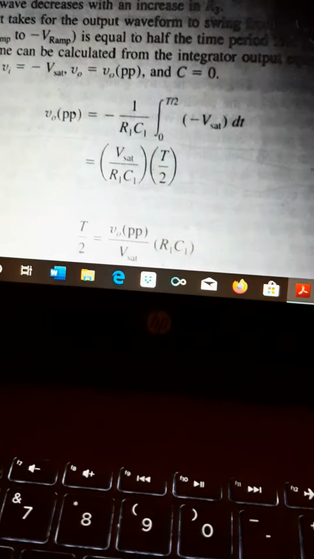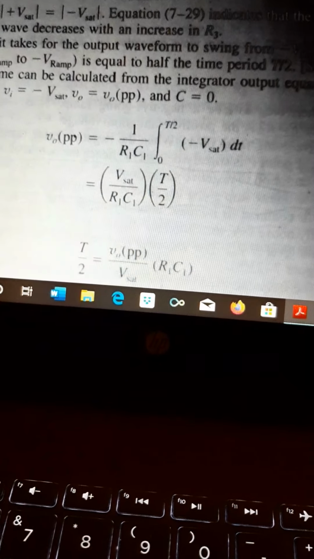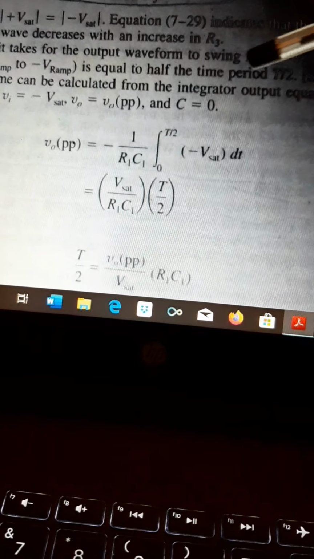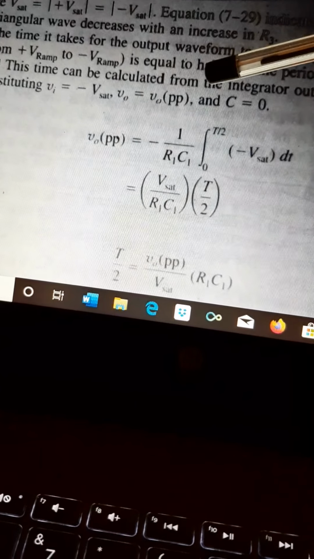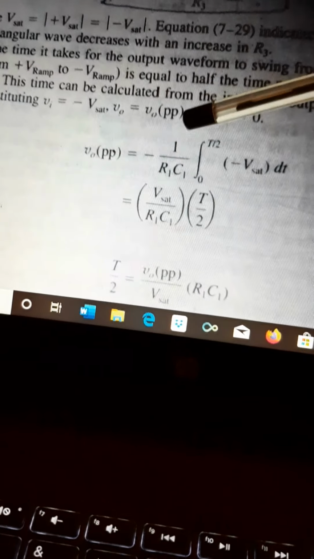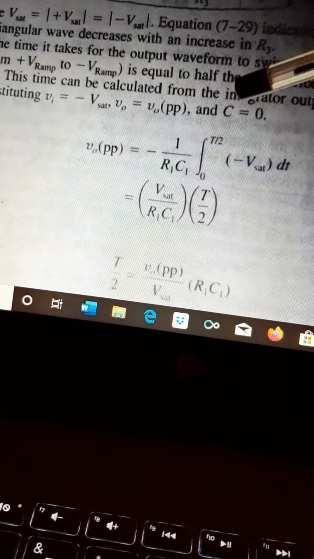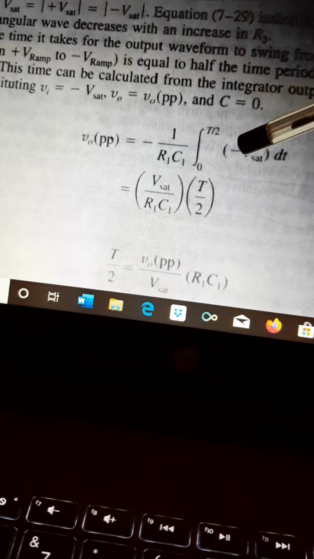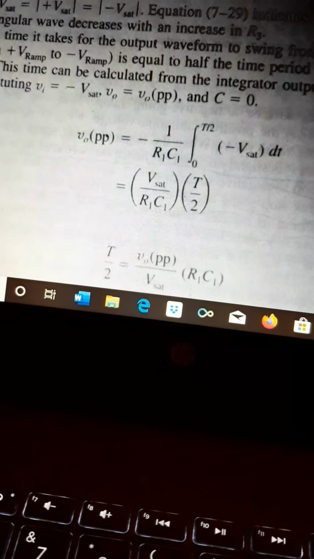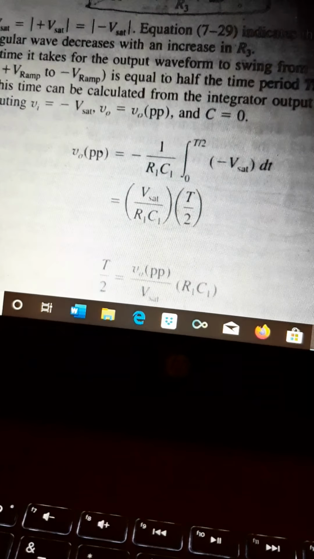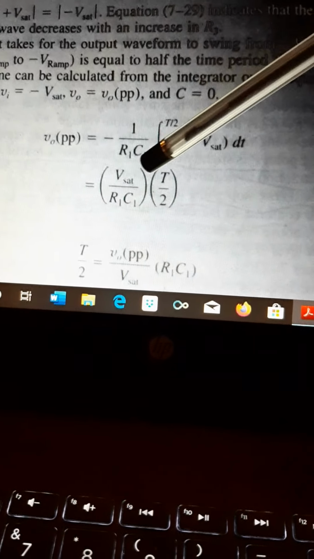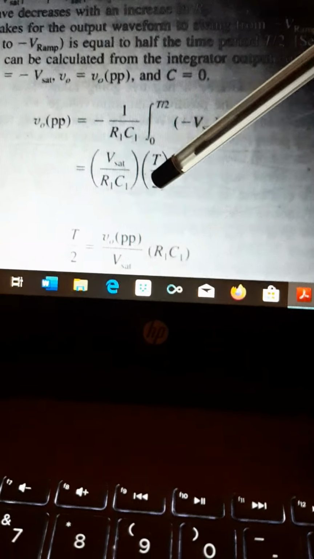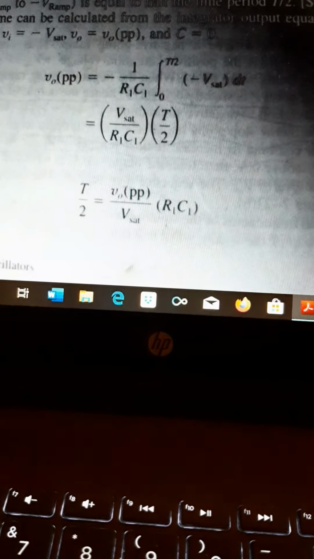Now the time can be calculated from the integrator output equation, substituting V1 equal to minus Vsat, V0 equal to V0 peak to peak. So V0 peak to peak is equal to minus 1 by R1 C1 into the integration from 0 to T by 2 of the input, which is minus Vsat, and the constant is assumed to be 0. So we get Vsat divided by R1 C1 into T by 2. From that you can calculate T by 2, which is equal to V0 peak to peak divided by Vsat, R1 C1.